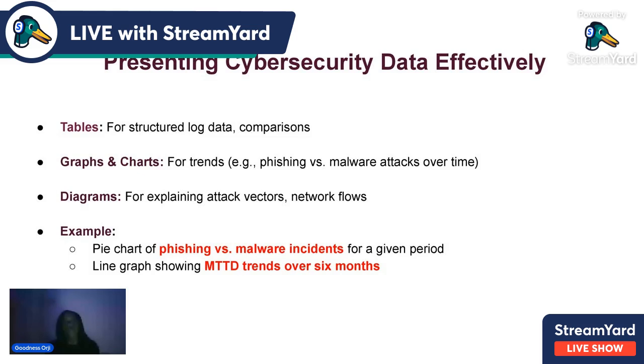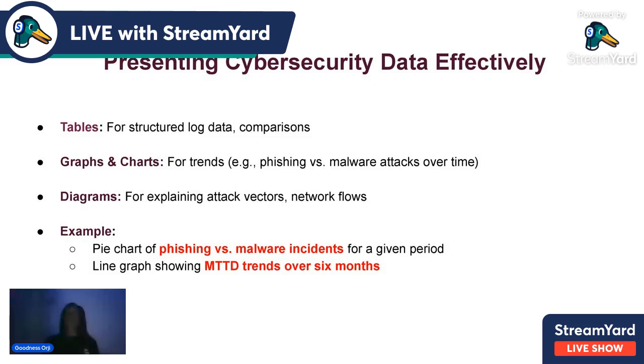So instead of just mentioning them, I could make it more interactive by saying, okay, this is a pie chart showing the number of people that actually clicked the phishing mail against the number of people whose systems actually got compromised because they clicked on the attachment itself, right? So you could use a pie chart, you could use a bar chart. You could also have a line graph showing maybe mean time to detect over 6 months, just showing a trend.